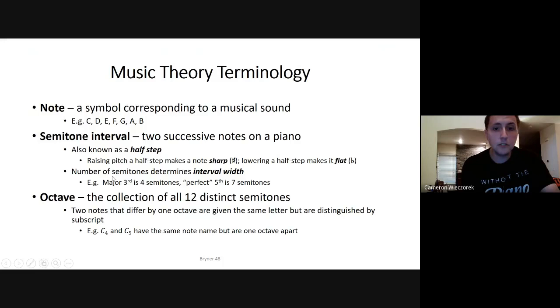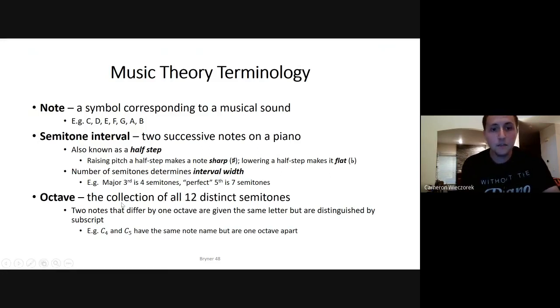The number of semitones determines what's called the interval width. Some of the more popular intervals in music theory are the major third, which is 4 semitones. So for example, a C to E would be an example of a major third. If I go from C and I go up 4 semitones, sounds nice. That's a major third. A perfect fifth, we'll talk about why it's called perfect in a little bit. A perfect fifth is 7 semitones. So that would be like from C to G. If I go from C and I go up 7 semitones, 1, 2, 3, 4, 5, 6, 7, also sounds nice. That would be a perfect fifth. Just a couple examples of an interval width.